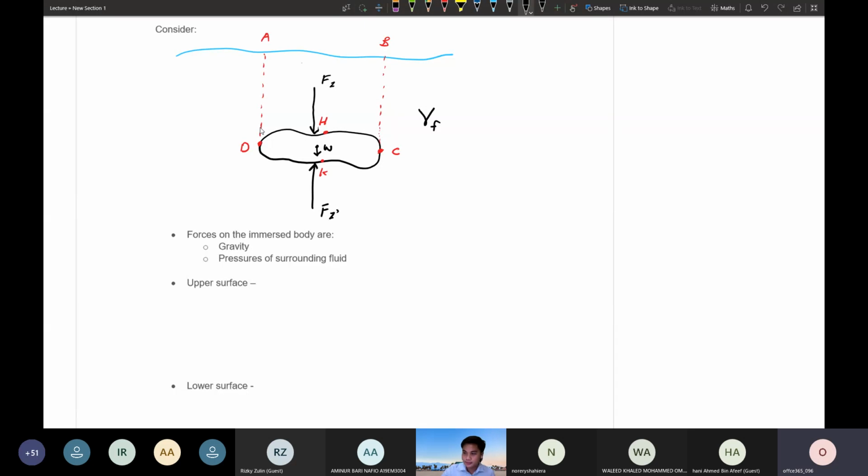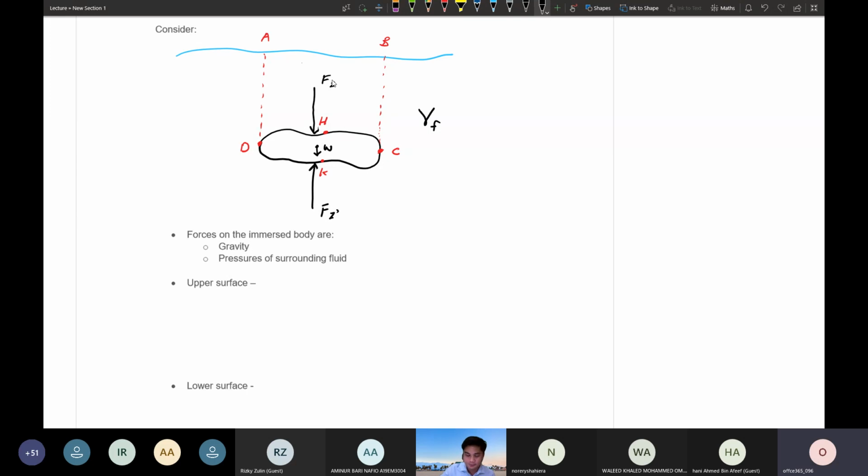Upper surface of the body. D, H, and C. This is the upper surface. So what's the force involved in the upper surface?